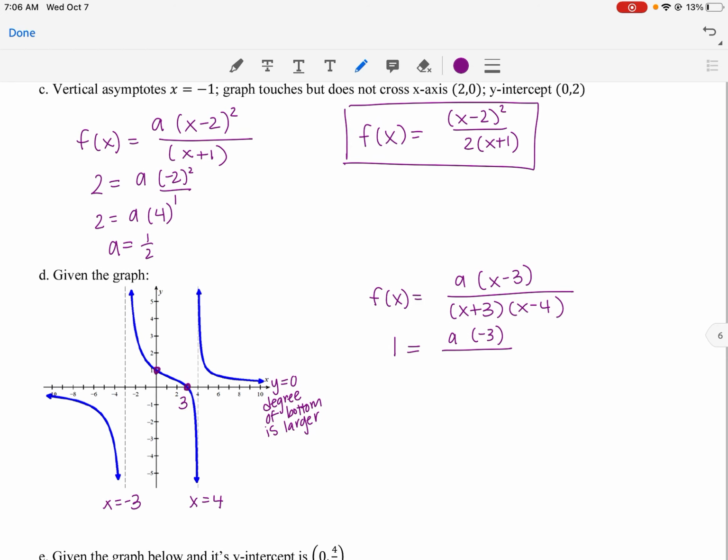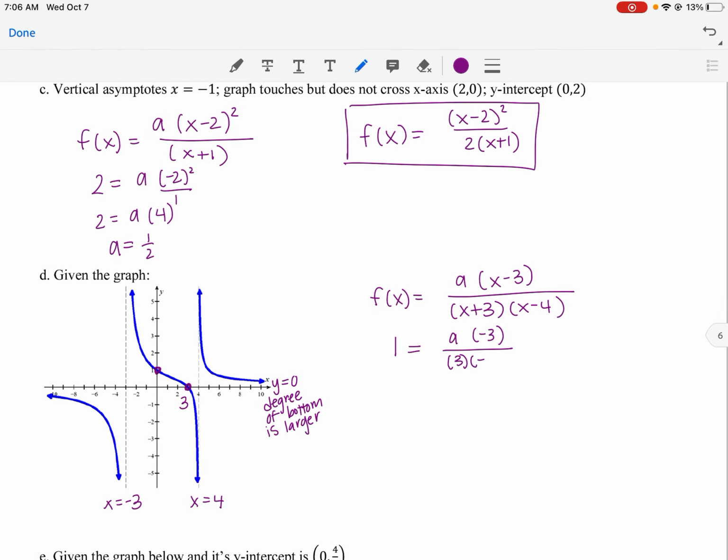So we plug 1 in for y, 0 in for x, and in this case we get 1 equals a times -3 over -12. So let's multiply by the reciprocal. If a equals 12 over 3, that's just really 4. So our final answer here would be f of x equals 4 times x minus 3 divided by x plus 3 times x minus 4.